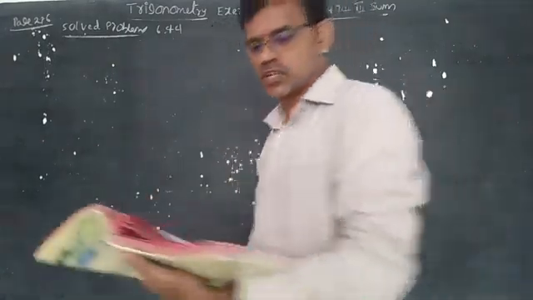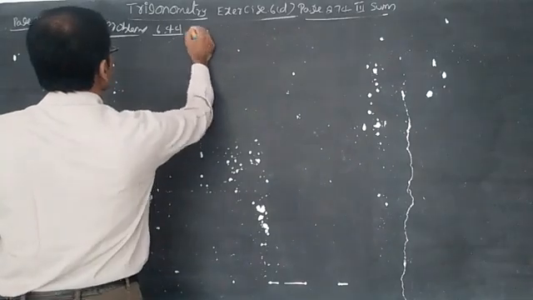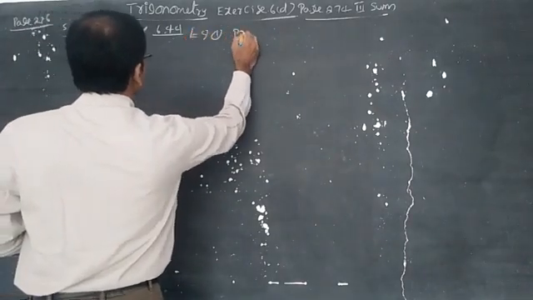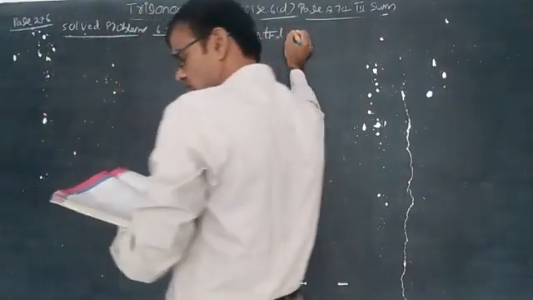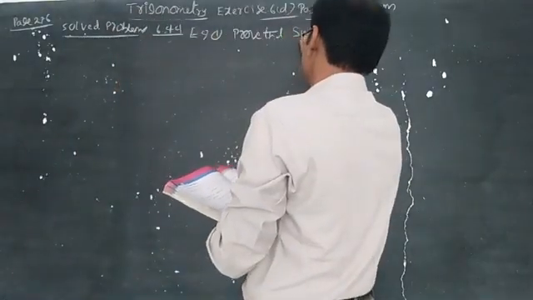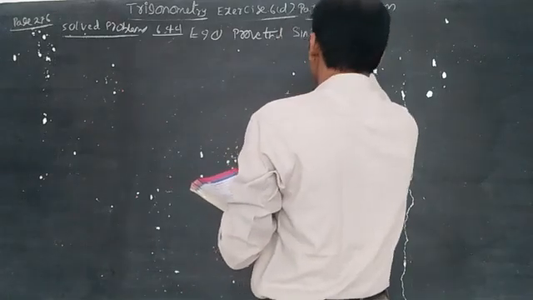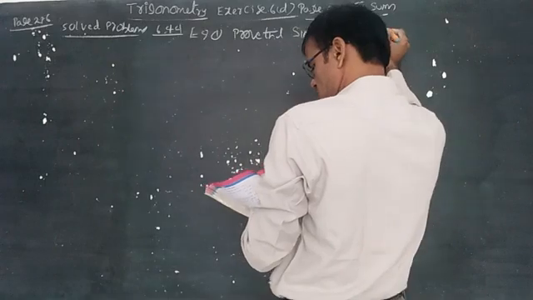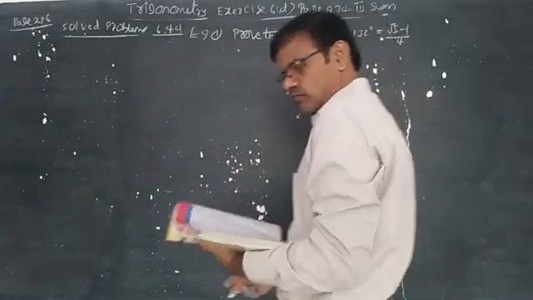Let us see example 1. Prove that sin 78 degrees plus cos 132 degrees is equal to (root 5 minus 1) by 4.